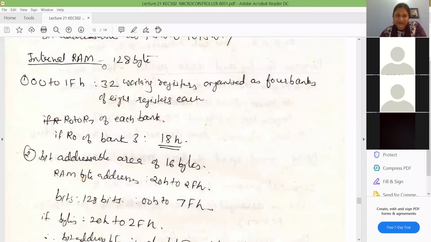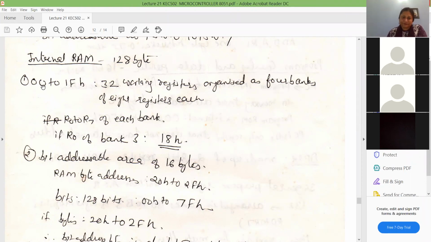As stated, your RAM is 128 bytes, out of which 32 are your working registers. They are organized in 4 banks. First bank containing R0 to R7, next bank containing R0 to R7, next bank containing R0 to R7. Likewise, you have 32 registers. If you write the addresses, they will start from 00 to 1F. If I write address 00, then it is the R0 register of register bank 0.